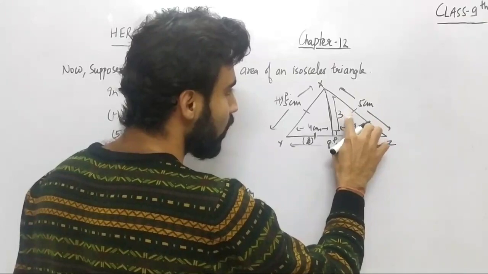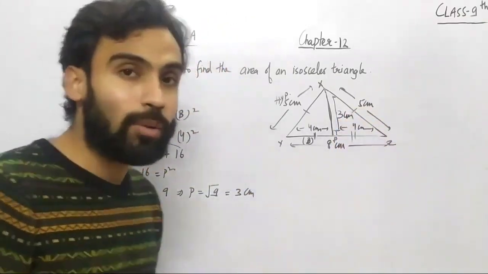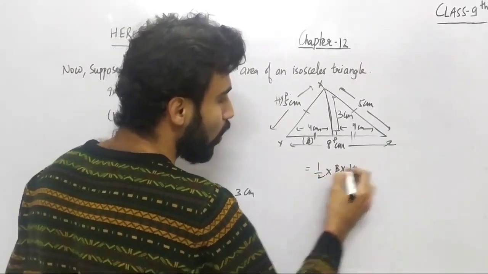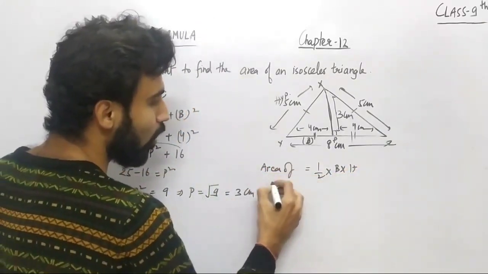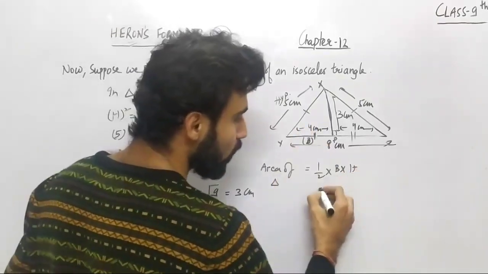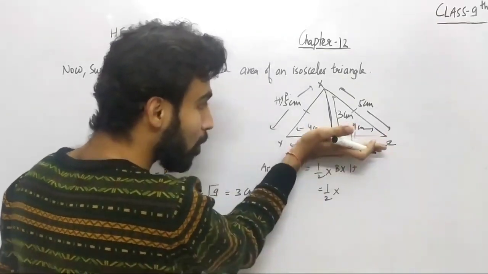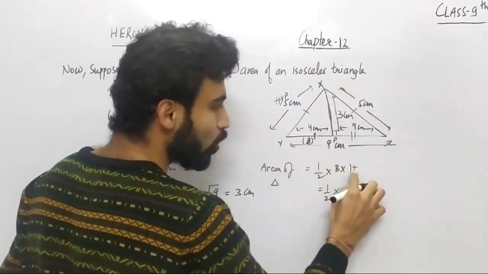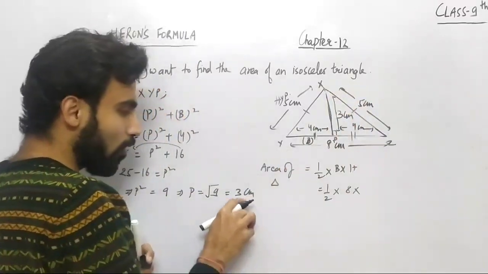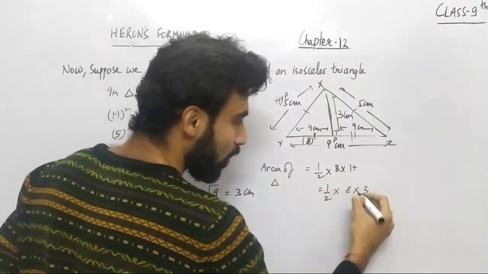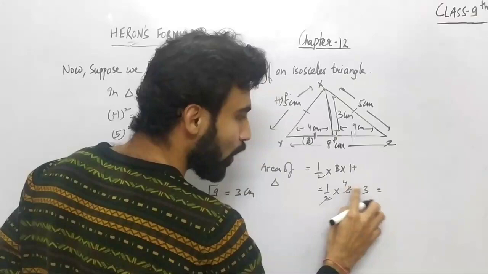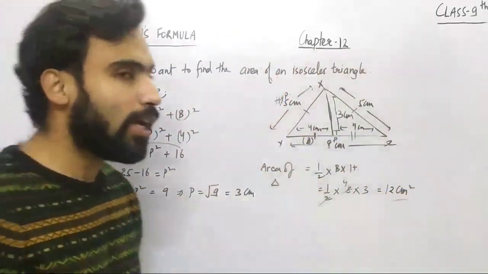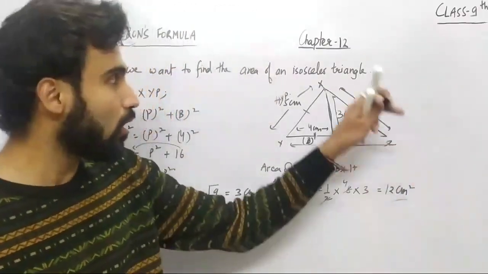Let me write it correctly here. Now again with the help of the formula half into base into height, we can calculate the area of this triangle, right? So here the base is this complete side of the triangle, that is 8, into the height that we have found out, the perpendicular, that is 3, right? Now 2 4s are 8, so 4 into 3 will get you 12 centimeters square. So this is going to be the area of this isosceles triangle, right?